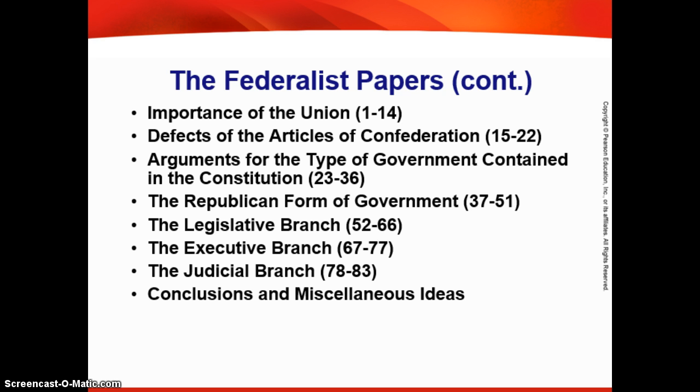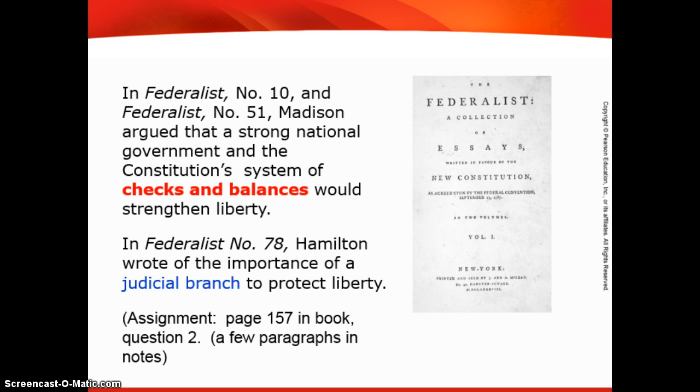Please notice the order in which the papers were written. To begin with, they stress the importance of a union in the first place. Then they stress the defects of the Articles of Confederation and why the Constitution needed to be written. They argue for a Republican form of government next, and then they go over the 3 branches of government, with the remaining couple dealing with conclusions and miscellaneous ideas.